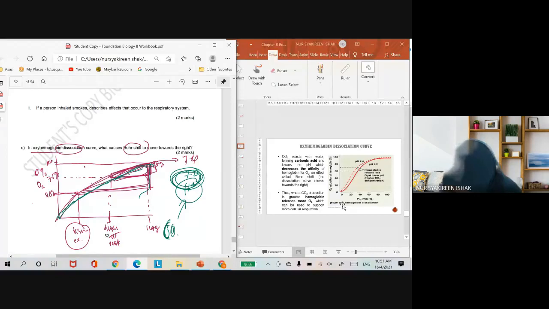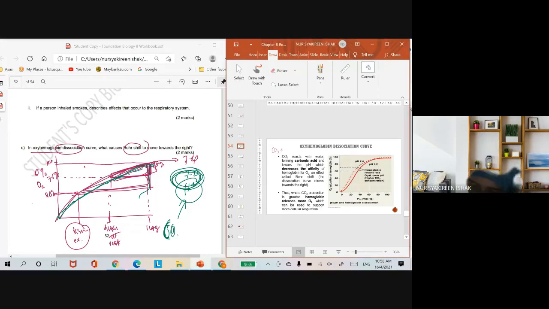Kalau tengok dalam dia punya explanation ni, okay, it says here carbon dioxide reacts with water forming carbonic acid, kan? Yang reaction ni saya tulis balik semula: carbon dioxide plus water forms carbonic acid, kan? So dia akan jadi H2CO3 kan? Okay. HCO3 minus plus H plus. So this hydrogen ion causes the pH to become 7.2, jadi 7.4 jadi 7.2. Okay. So forming carbonic acid and lowers the pH, which decreases the affinity.